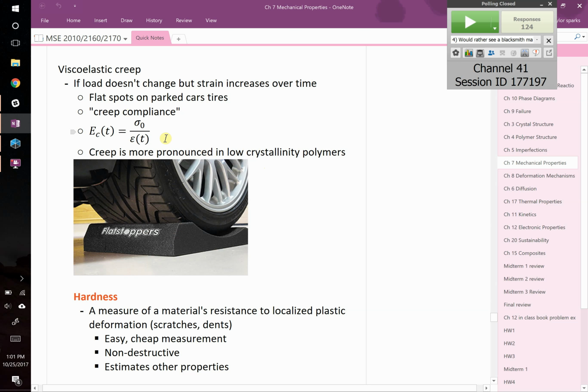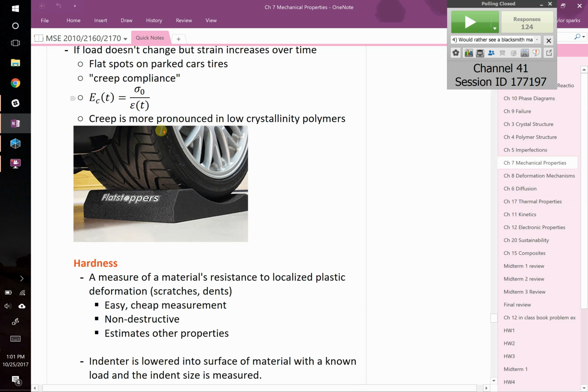We're going to come back to something, creep compliance and basically something called stress relaxation in polymers next chapter. So we haven't seen the last of creep with polymers just yet.